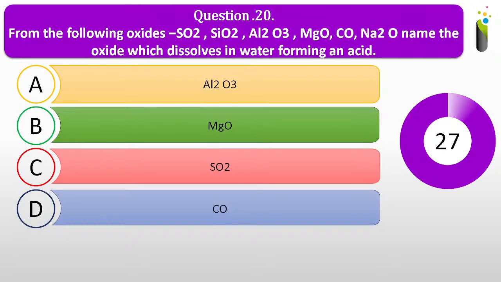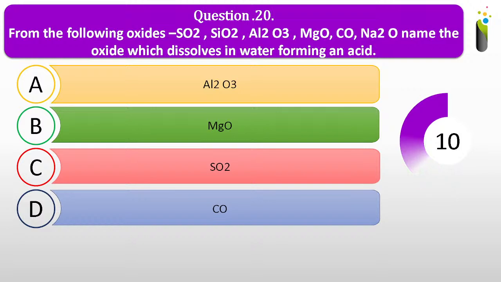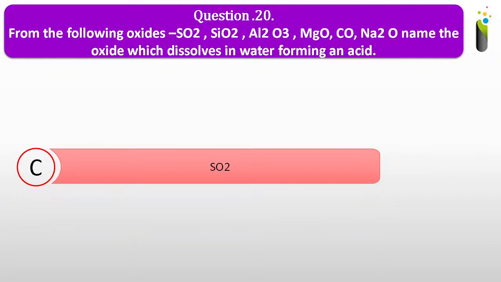So, which is the oxide which, on dissolving in water, can give an acid? Answer me for question number 20. And the correct answer for this question is C. SO2 is the oxide which, on dissolving in water, can form an acid. Coming to the next question, number 21.